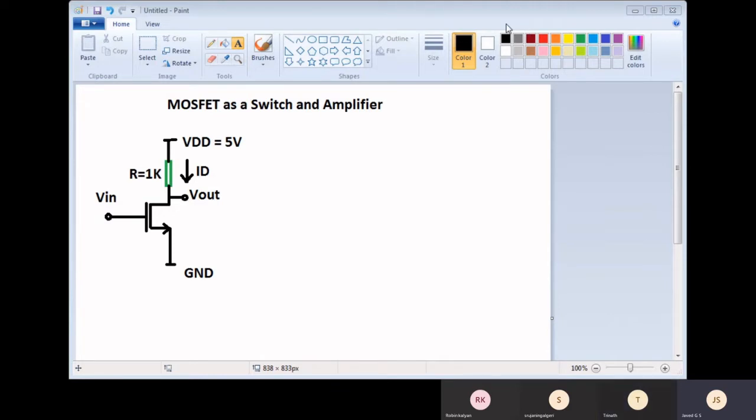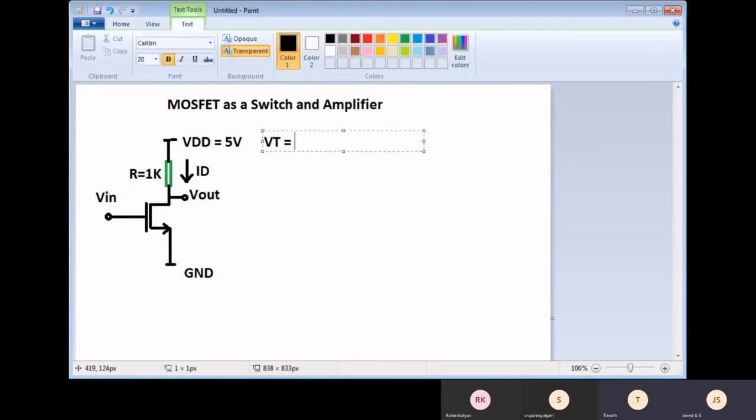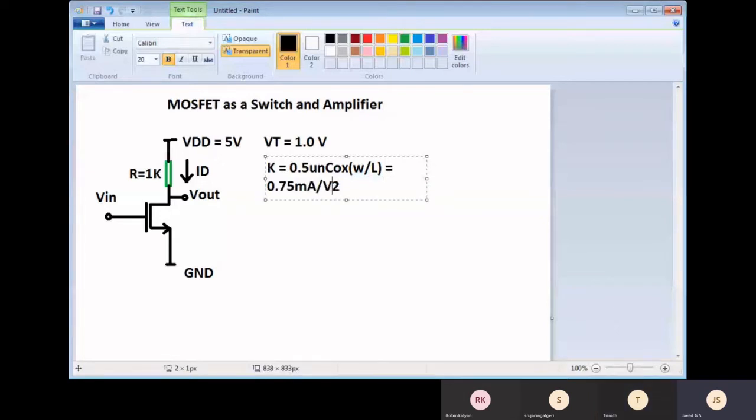The additional values will be VT. Round figure, let me give it as 1.5 volt, and let me give K equal to half mu n Cox W over L equal to 0.75 milliampere per volt. Correct?